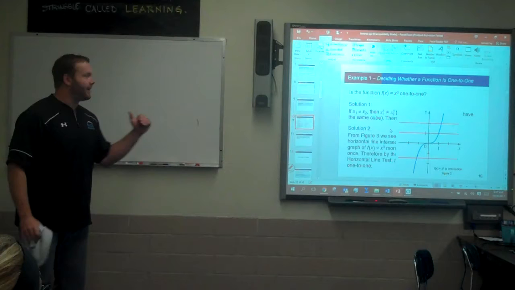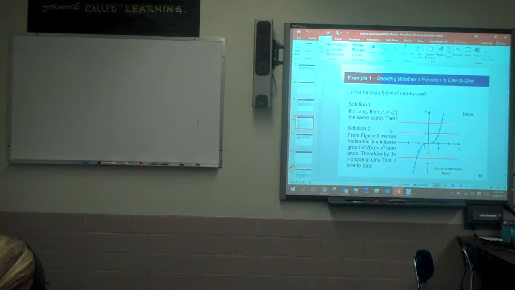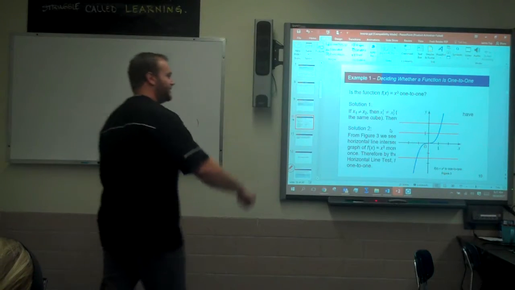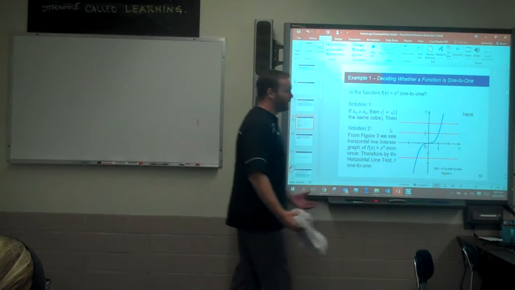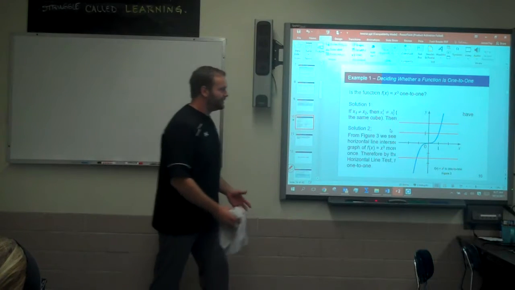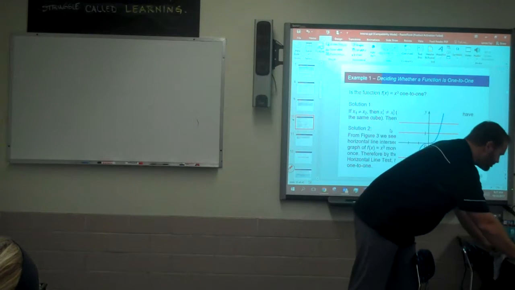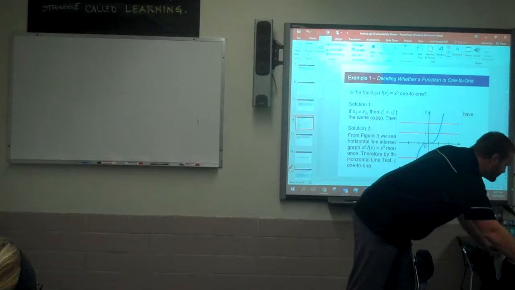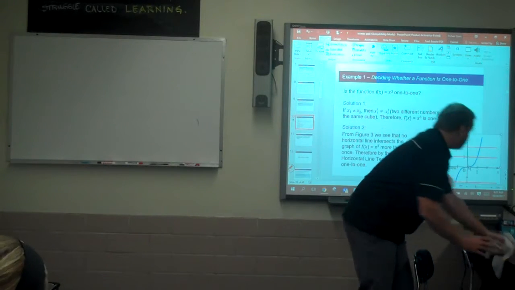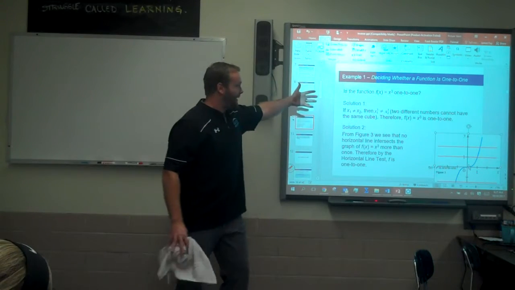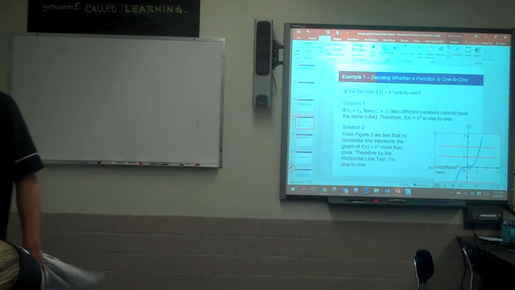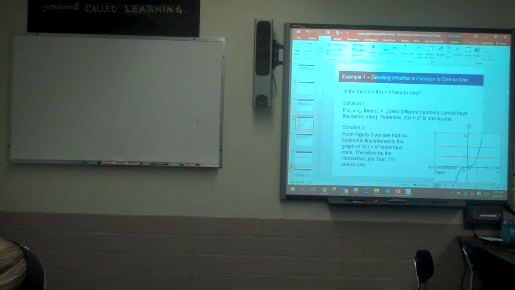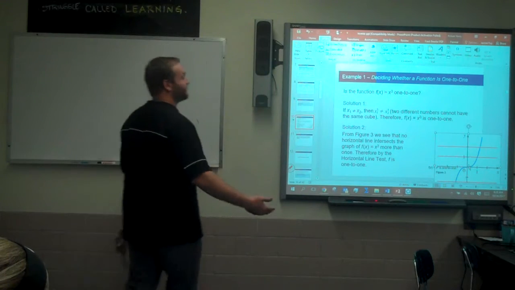So all we have to do then is put in horizontal lines and let that horizontal line slide up and down as much as we need, and see that everywhere it intersects my graph, it does so at only one spot. There is some more stuff behind here that I moved from the last class. The first option is: if x sub 1 and x sub 2 are different, then notice that x sub 1 cubed is different from x sub 2 cubed.